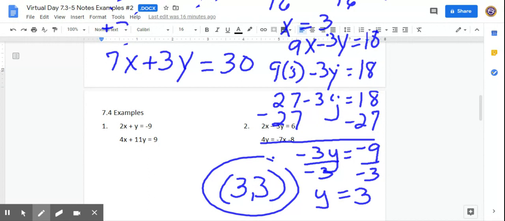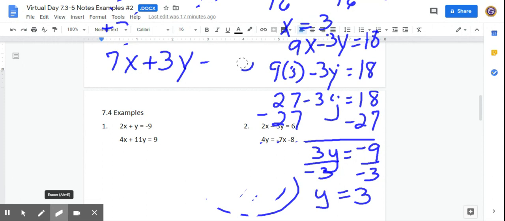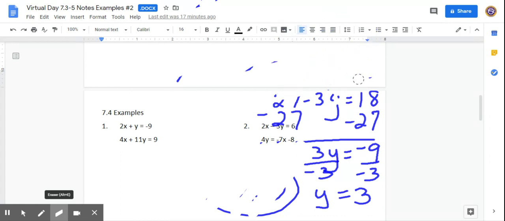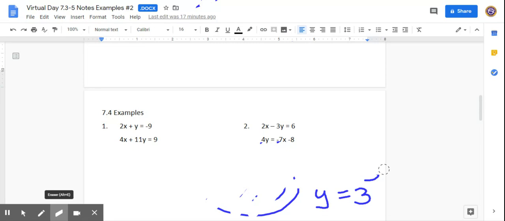All right, so that's the first type of problem you're going to get. You're going to get problems that have the same or opposite coefficients. So that's the easiest type you're going to have. If you have the same coefficients or opposite coefficients, you can see pretty much what you have to get rid of. You just have to eliminate that variable. In 7.4, it's not going to be as easy to see.